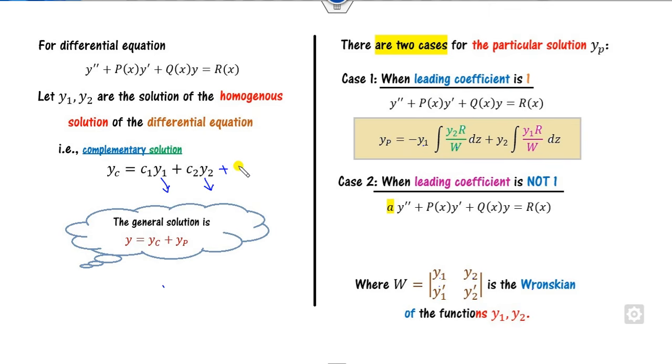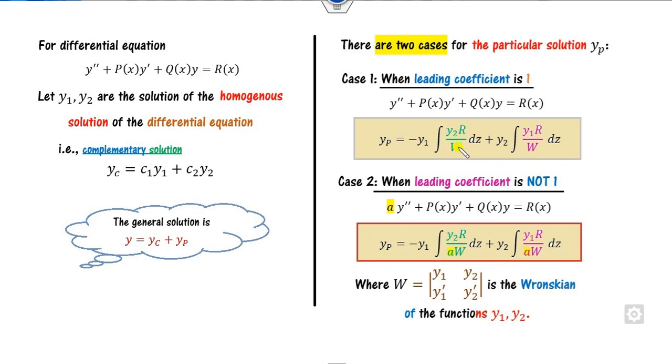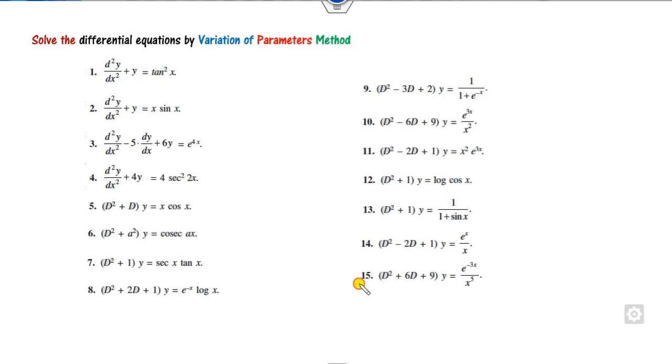If you have c3 y3 also, then you can define the Wronskian with y1 y2 y3, take their first derivative y1 dash y2 dash y3 dash, and then take their second derivatives, where it is a 3 cross 3 matrix. If it is 2 cross 2, then you can write it like here. In case 2, when your leading coefficient is non-1, we will divide by a in the denominator. So these are the simple rules about variation of parameter. We will try to explain all these 16 or 15 examples in this lecture.